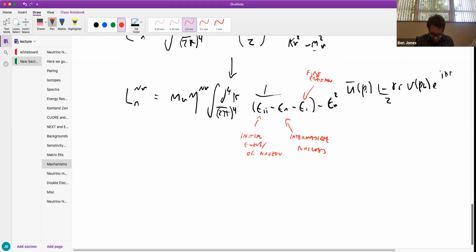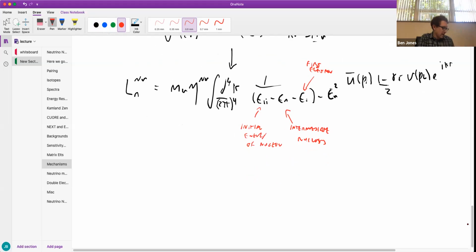Okay. So this is good. So we have this for the leptonic tensor. Now the hadronic tensor. There's something a bit awkward here because this depends on n, the intermediate excited state of the nucleus.